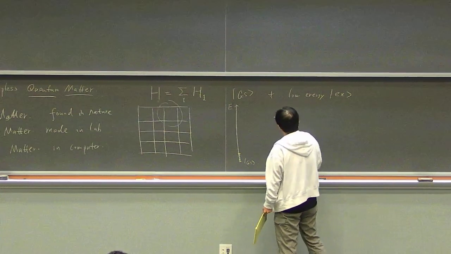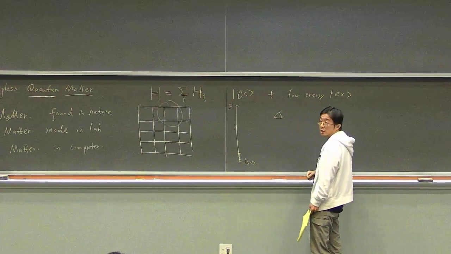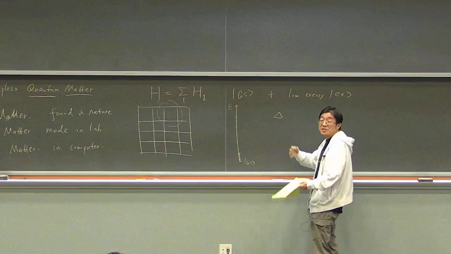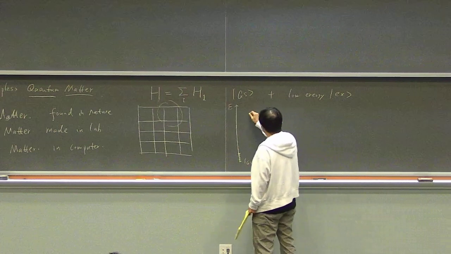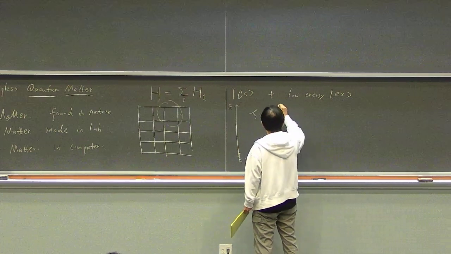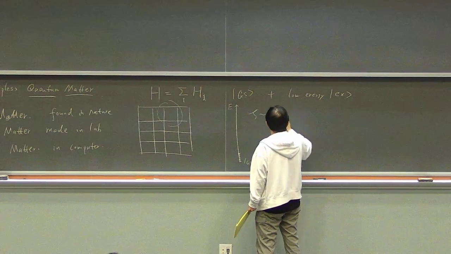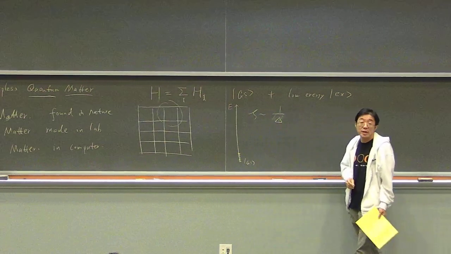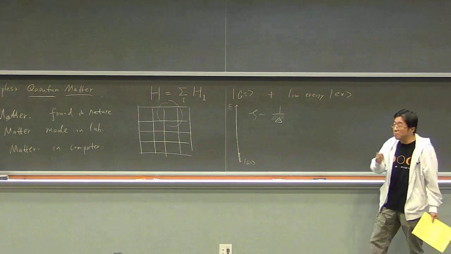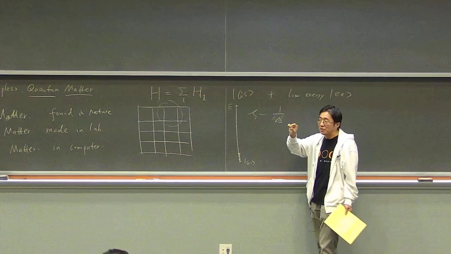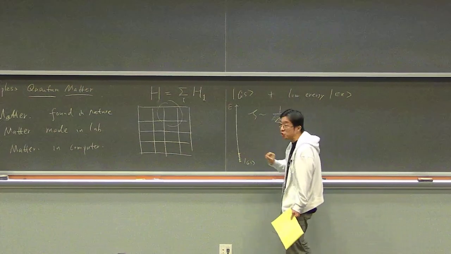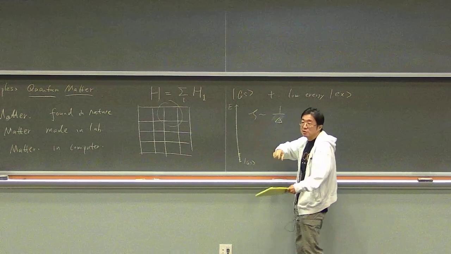gap is related to the correlation length. There's a characteristic length scale of the system, and this length scale usually is 1 over some gap. Which means that when the gap is very small or infinitely small, when the gap is vanishing, it means the length scale is very long.